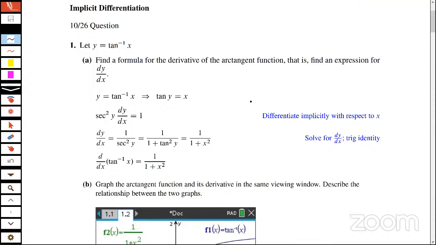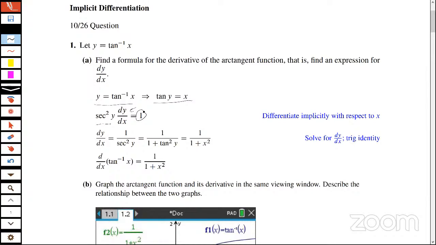Thanks, Curtis. So the first thing we ask is if y is the inverse tangent, let's find a formula for the derivative of this inverse tangent function. And I can approach this in the exact same way I did a minute ago with the inverse sine. So if y is equal to the inverse tangent of x, then tangent of y is equal to x. I'll take the derivative implicitly. So the derivative of the tangent is the secant squared. There's the derivative of the inner function. Derivative of the right-hand side is 1.